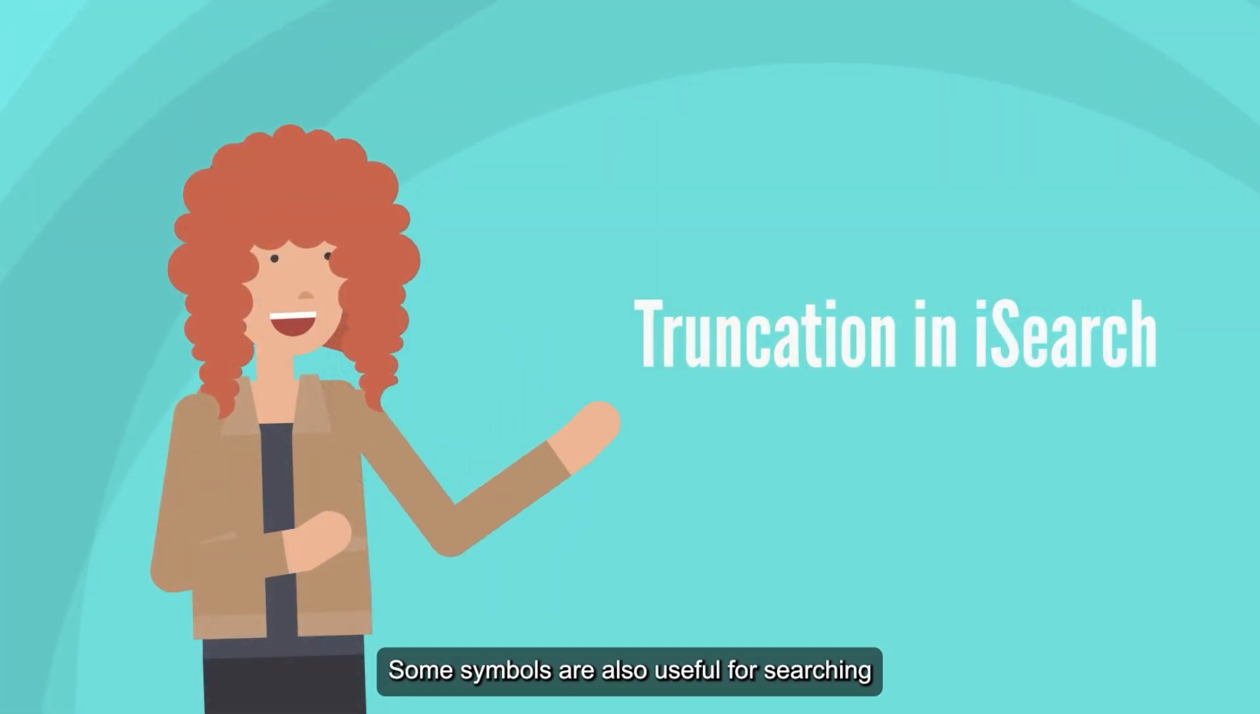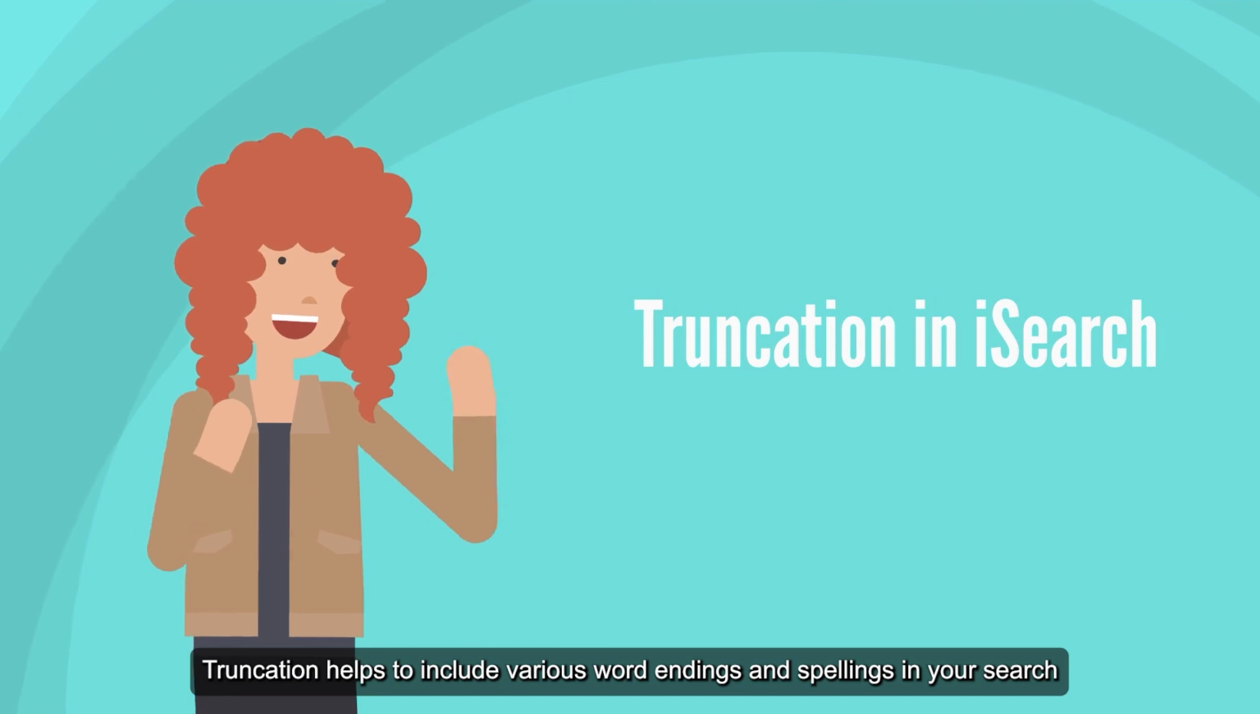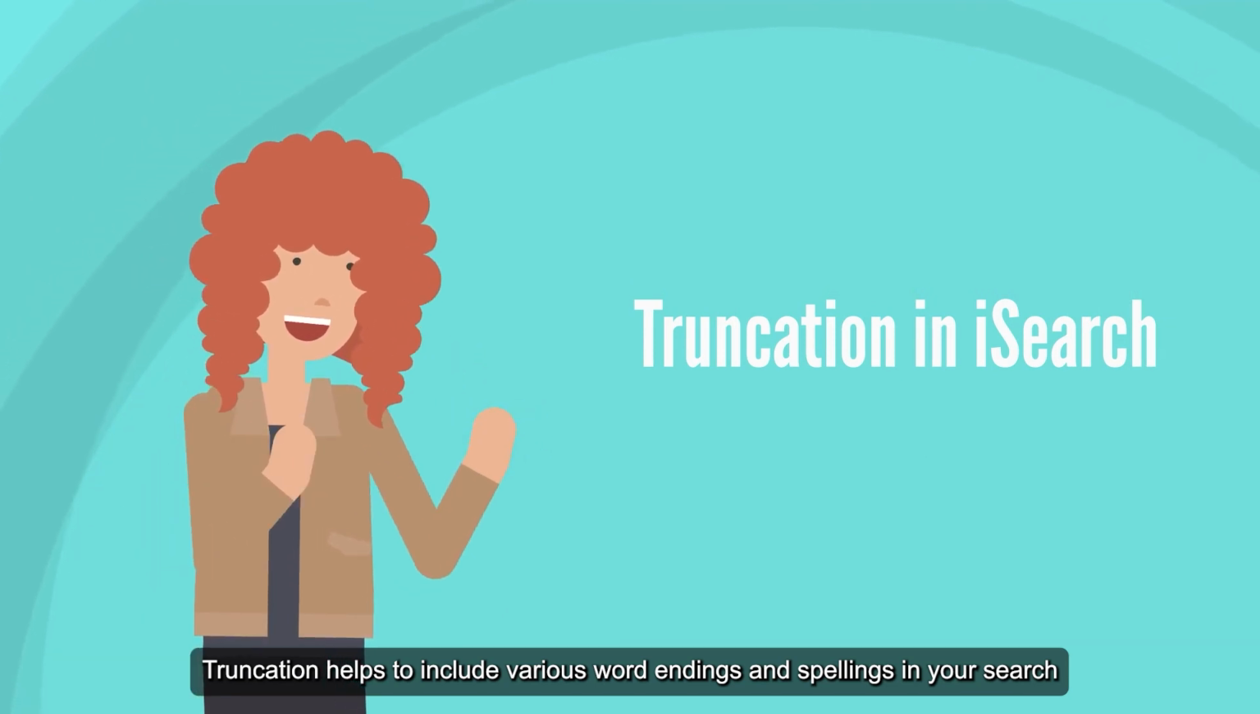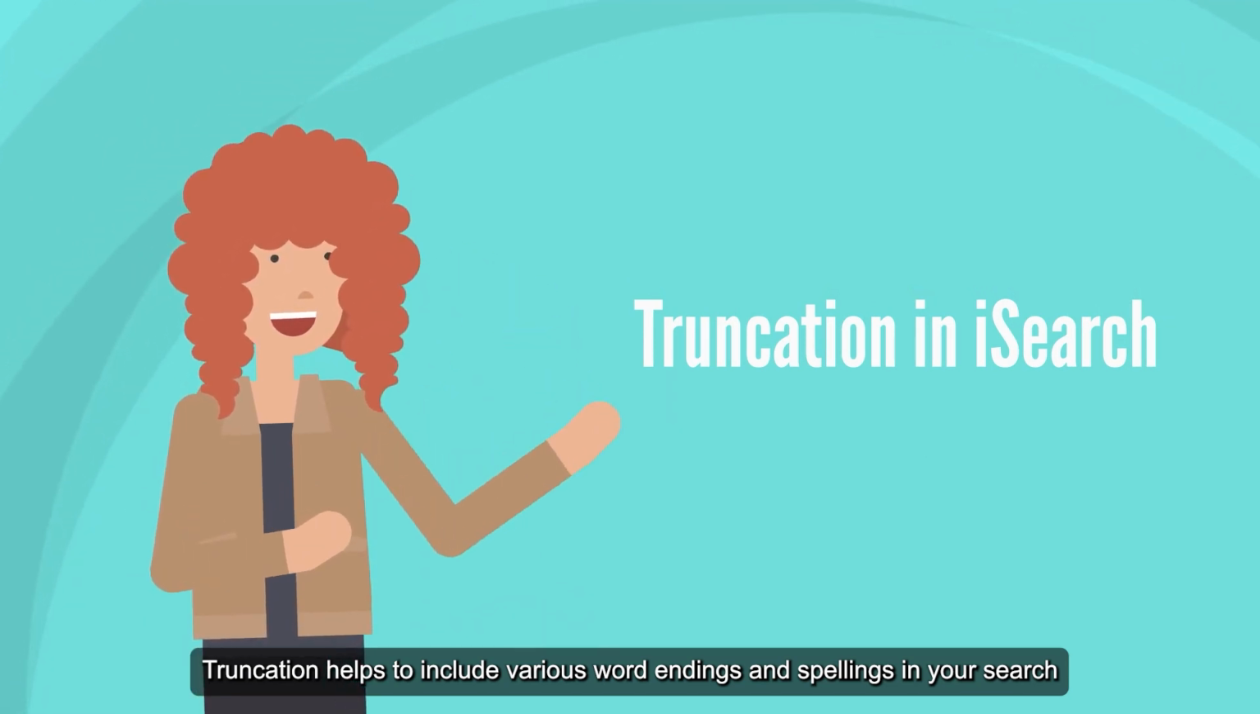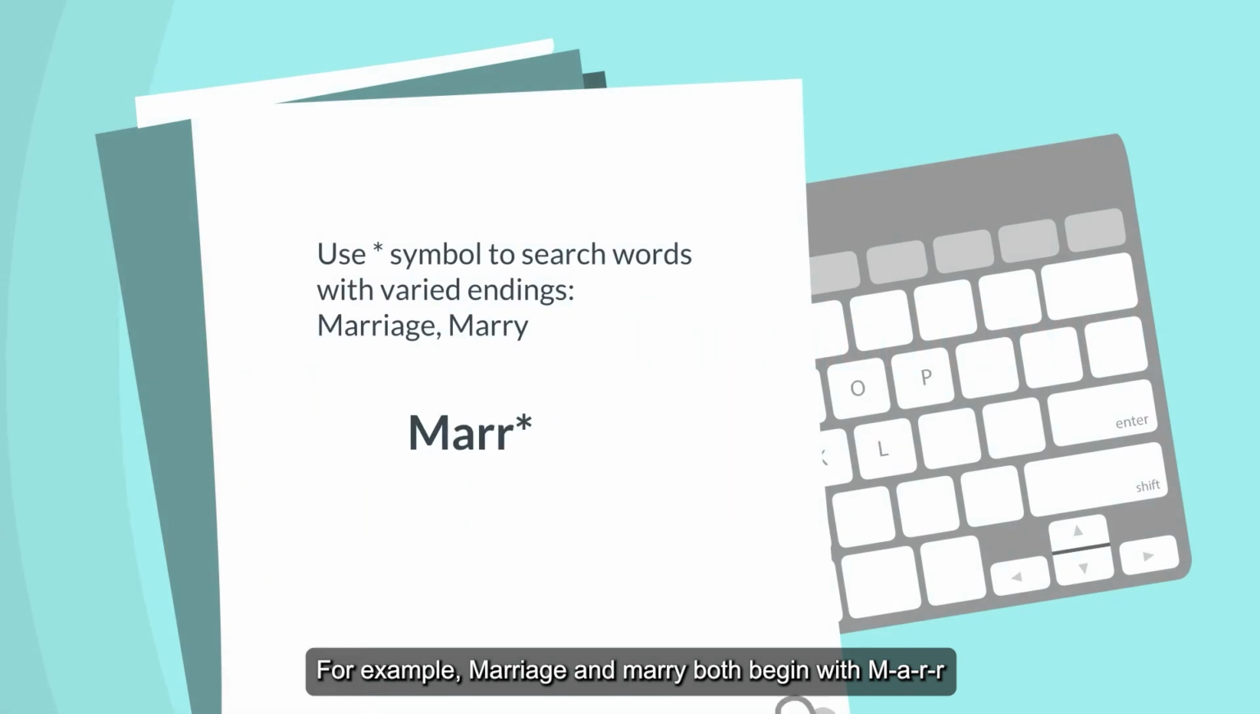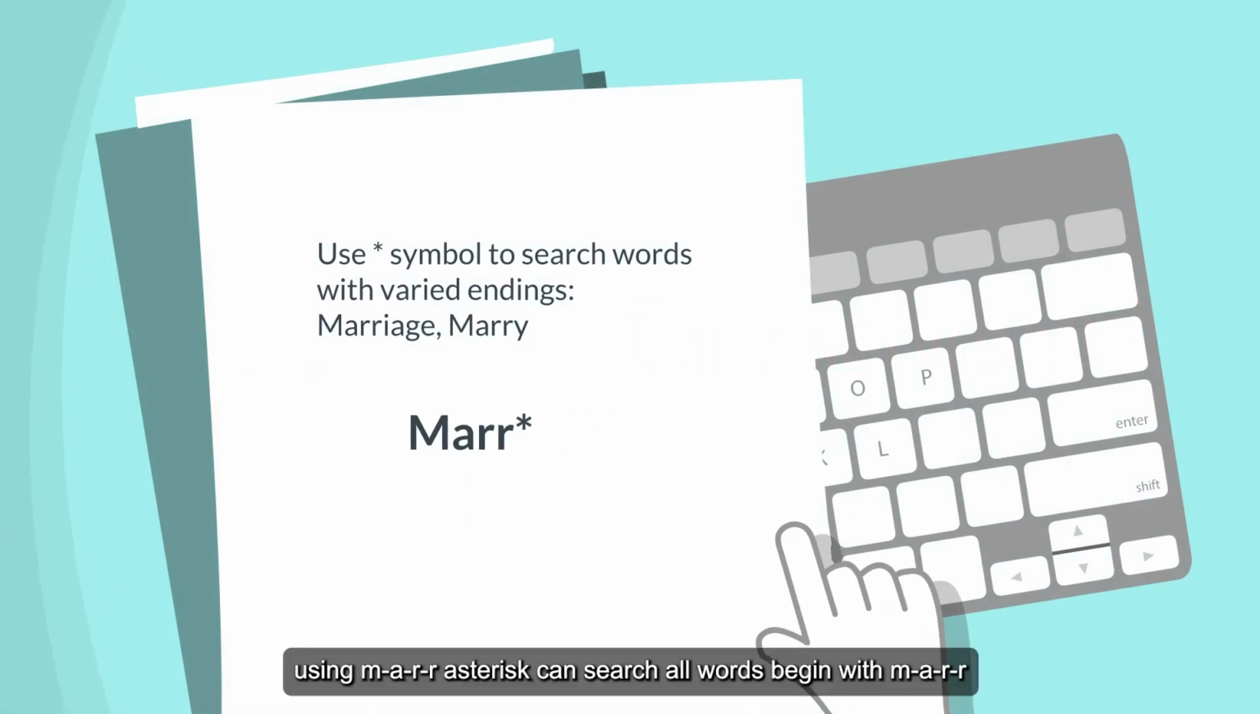Some symbols are also useful for searching. Truncation helps to include various word endings and spellings in your search. For example, marriage and Mary both begin with MARR. Using MARR asterisk can search all words beginning with MARR.